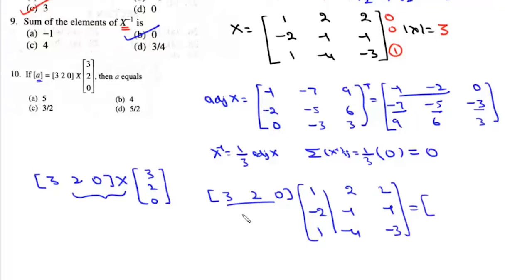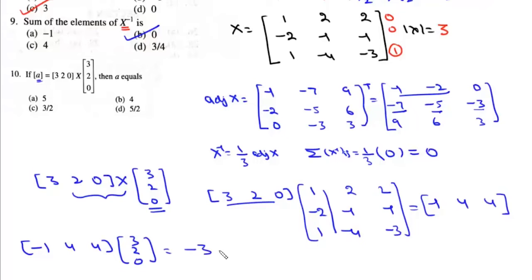Now this first one will be 3 minus 4, which is minus 1. Here it is 6 minus 2, 4, and then it'll be 6 minus 2, 4. So this product is minus 1, 4, 4, and then we have to multiply it with 320. Now we'll multiply 1, 4, 4 with 320. Now it'll be this minus 3 plus 8, which is 5. So value of A is simply 5, and that's your option A.